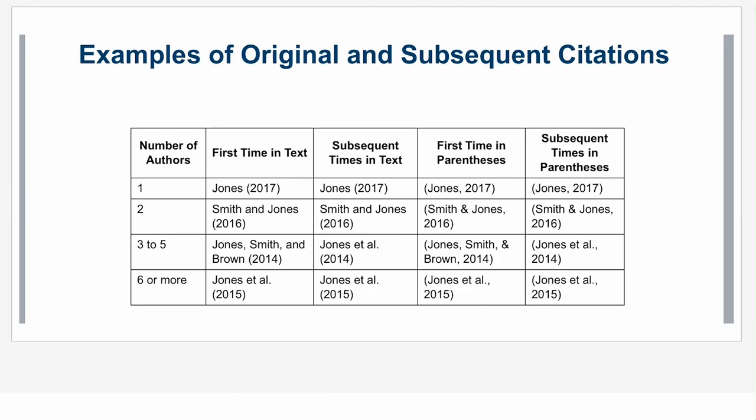Some other researchers and psychologists would agree with me, and others would say it doesn't matter. But that's just my personal preference. And then you can see the second and third columns are for when it's in text. The last two columns are for when it's just in parentheses at the end of the sentence, when it's not the subject of the sentence.